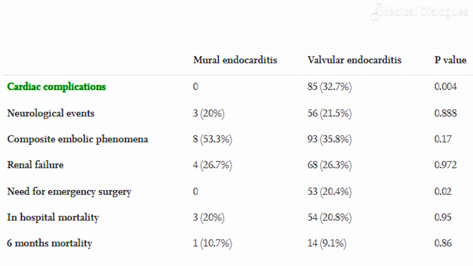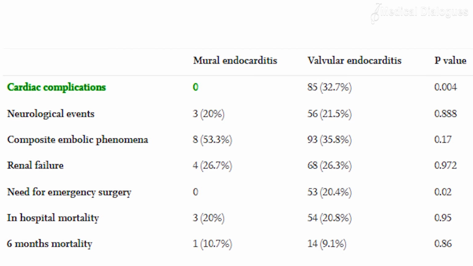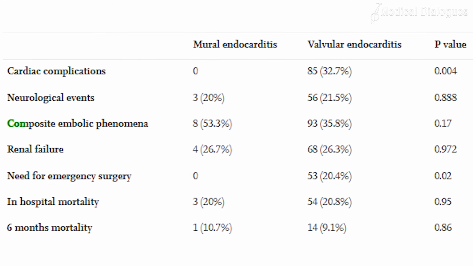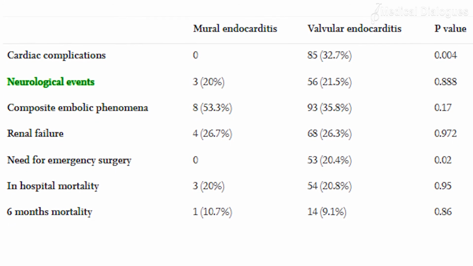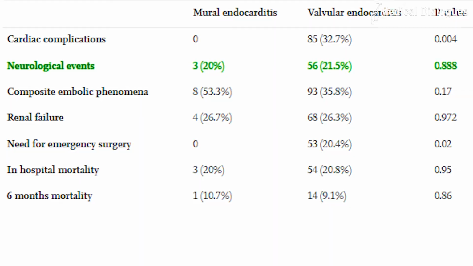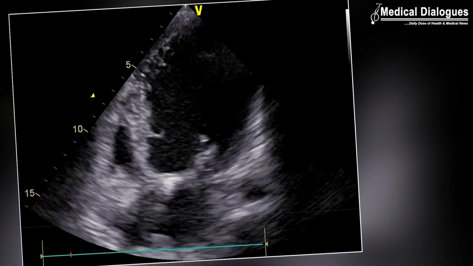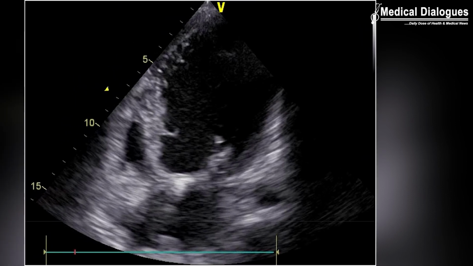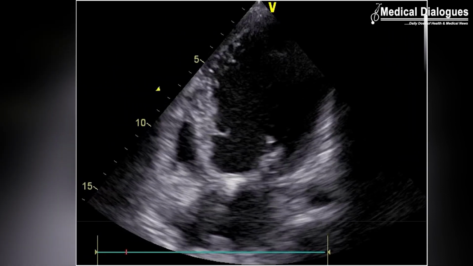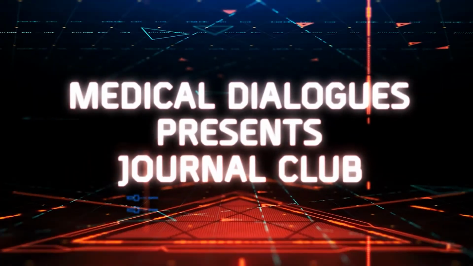Cardiac complications were not reported in mural endocarditis, but they had a similar incidence of embolic complications, including neurological events as well. So the researchers concluded that mural endocarditis is a rare clinical entity with similar morbidity and mortality to that of endocarditis with valvular vegetation.